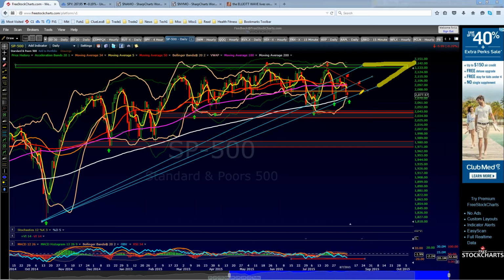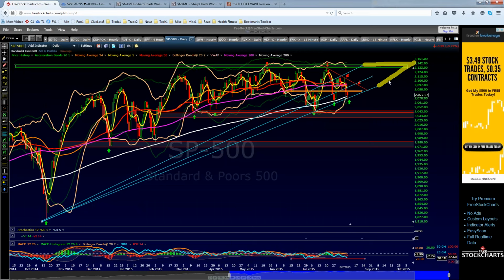Whatever the case, at this point, we are touching. So we have that ascending triangle still in play. We have, let me get this. Okay.